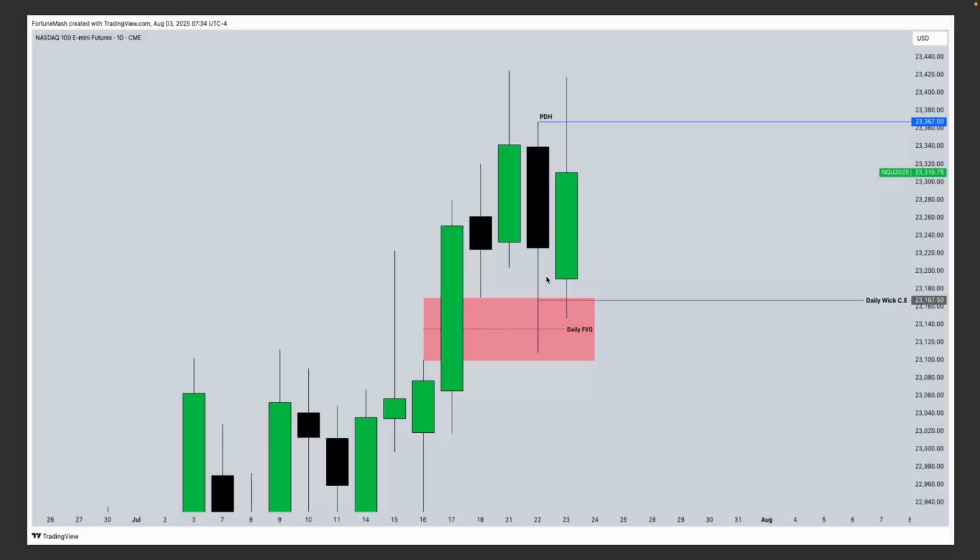So price reacted into this daily FVG and now reacted on the daily week CE. What's a daily week CE? It's the 50% level of a long week. So this is our long week, and we just measure it and have our daily week CE. So price now reacted here, got support from this level, then continued higher.